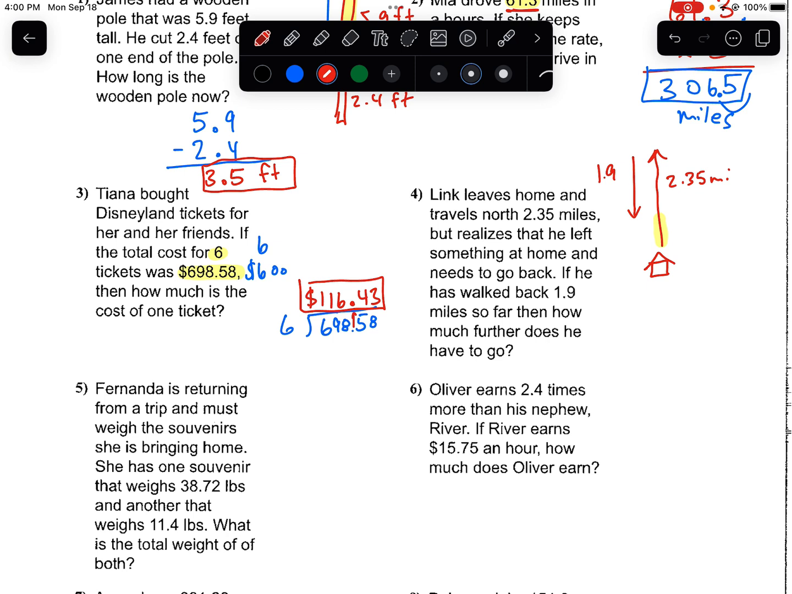When you subtract, it's usually biggest minus smallest, so 2.35 minus 1.9. Don't forget to line up our decimal. That means 1 over here, 9 over there, and then you're probably going to want to put a little 0 placeholder. So I'm going to cut to the chase. 2.35 minus 1.9. Assuming you know how to subtract properly, how far does Link have to go? Link has another 0.45 miles to go to get back home.